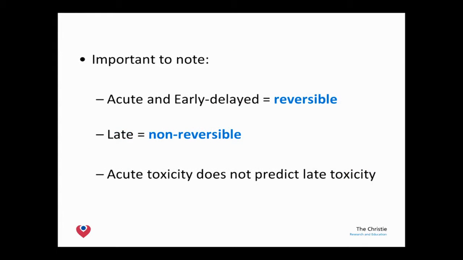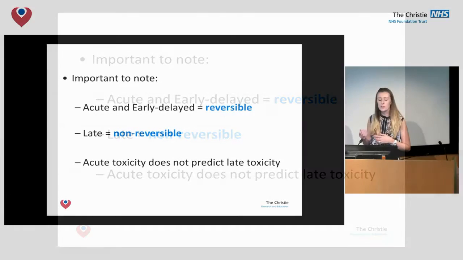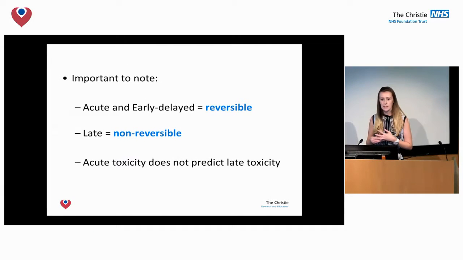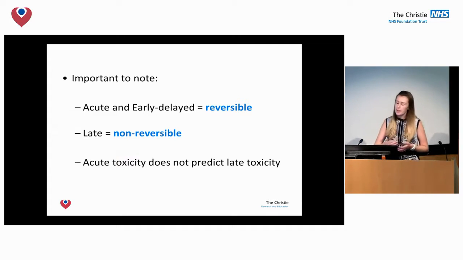It's quite important to realise that acute and early delayed side effects are in the main part reversible, so they are transient side effects. So, for example, patients experience alopecia during treatment, but the hair will regrow. It just takes about 3 to 4 months for it to do so.